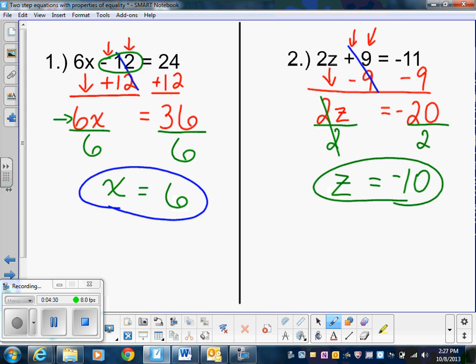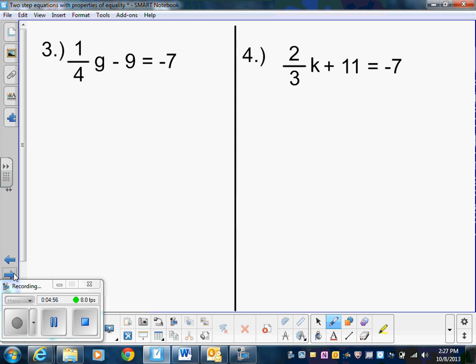At this point, we have applied our identity property of addition, our identity property of multiplication. We've also used our addition property of equality, our subtraction property of equality, and our division property of equality. We have one more property that we discussed in class today, and that was our multiplication property of equality. Now, one of the key signs that you'll have a situation like that is when you have a fractional coefficient, such as 1/4 or 2/3.